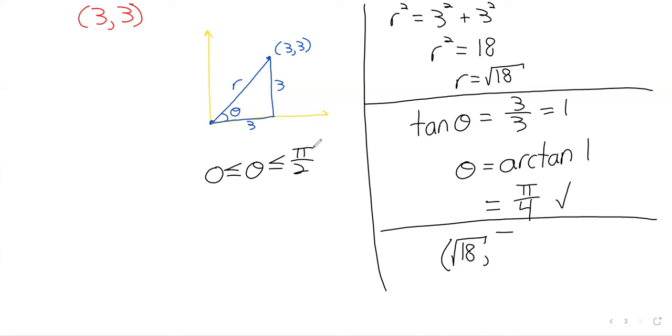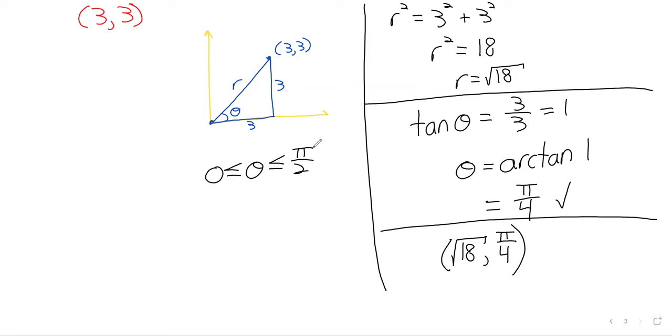And listing the radius first, the point in polar coordinates is the square root of 18, comma, pi divided by 4. And this is not the only way to write this. We've seen last week that a point in polar coordinates can be written in an infinite number of ways. But this is probably about as nice a way as we're going to get. The radius is positive, the angle is positive, and the angle is fairly small.